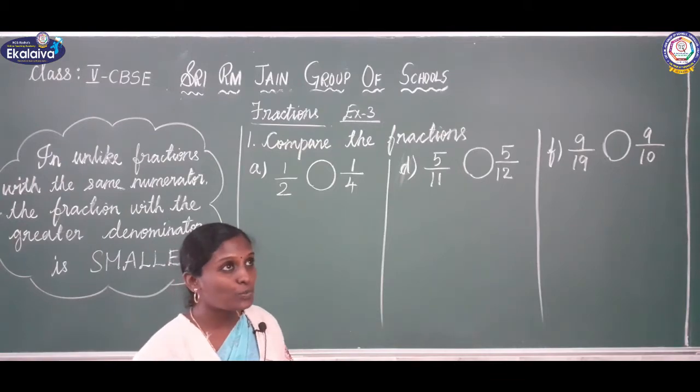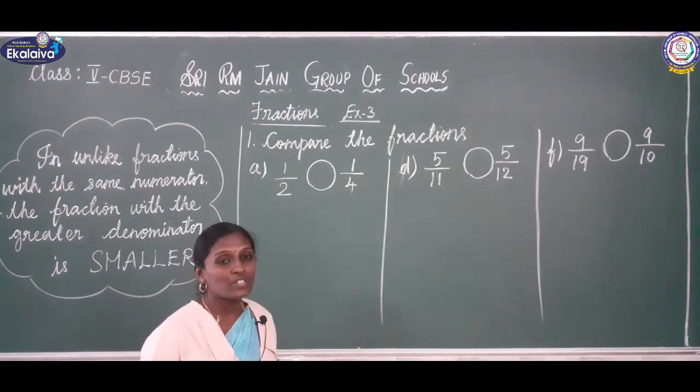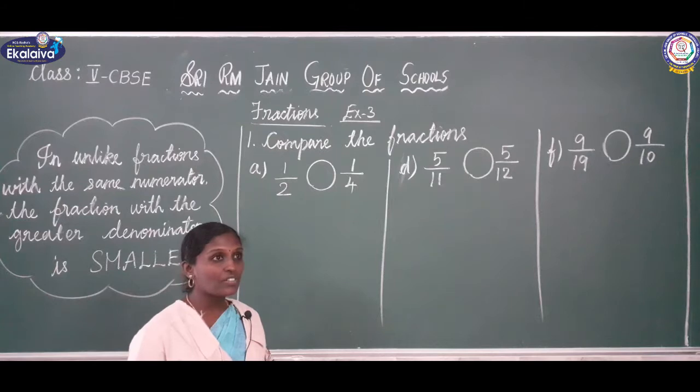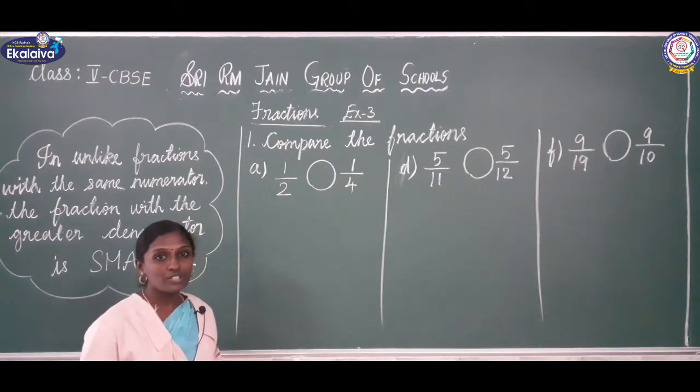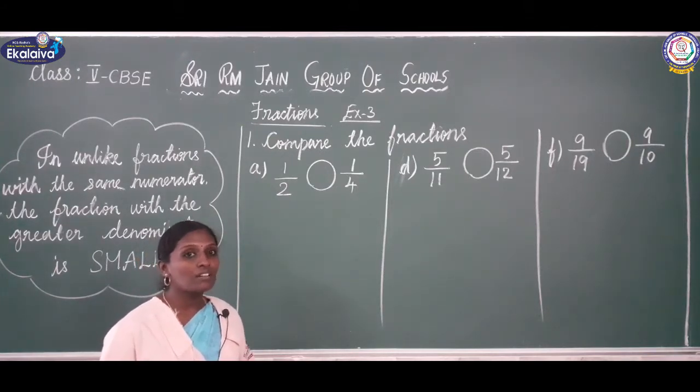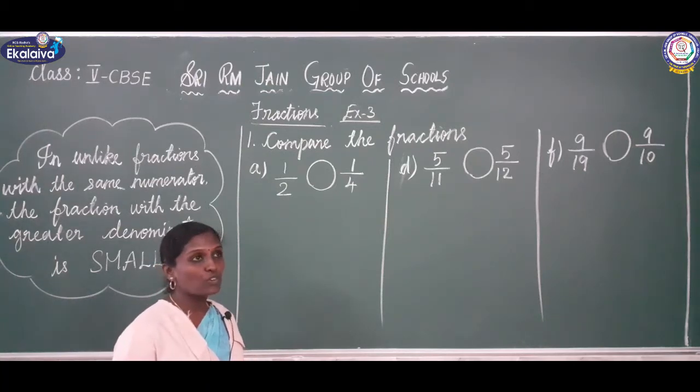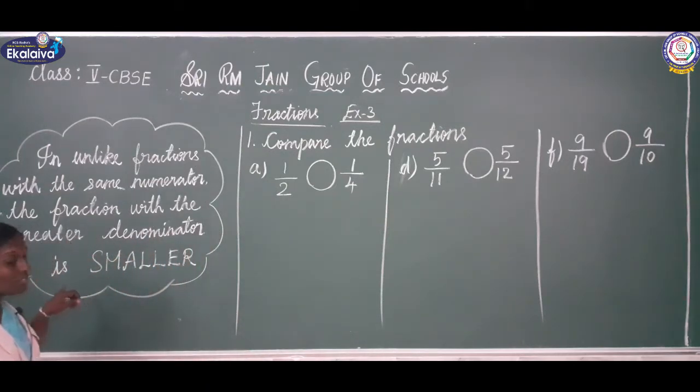Today we are going to do the problems in exercise 3 from the chapter fractions. In this exercise we are going to learn to compare the unlike fractions. Before that you have to know the fact. Here in unlike fractions with the same numerator, the fraction with a greater denominator is smaller.